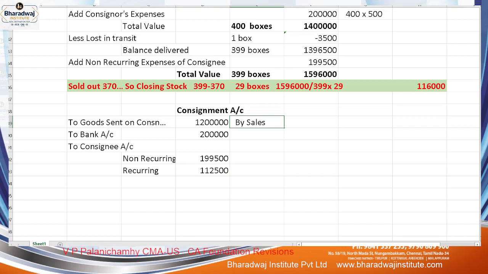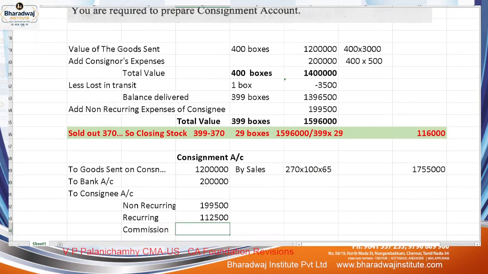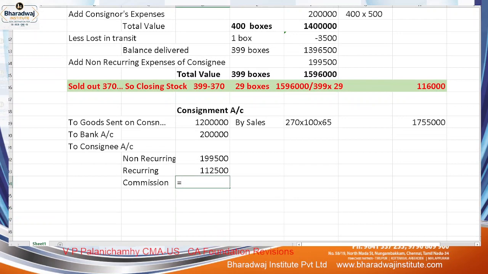By sales, how many boxes are sold? 370 boxes into how many brushes per box? 100 brushes into 65 rupees. 370 boxes are sold, per brush 65 rupees. Commission, how much percentage to pay? Along with del credere commission, 2% normal plus 1% del credere. So commission, how much do you have to pay? This into 3%.